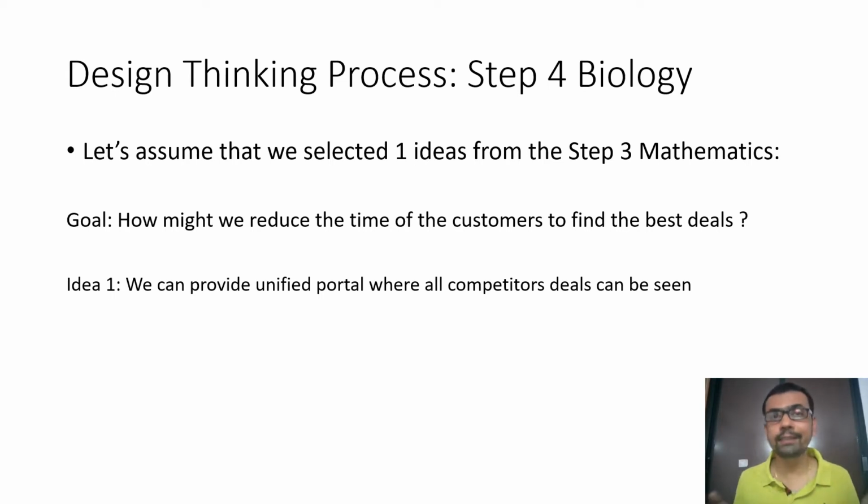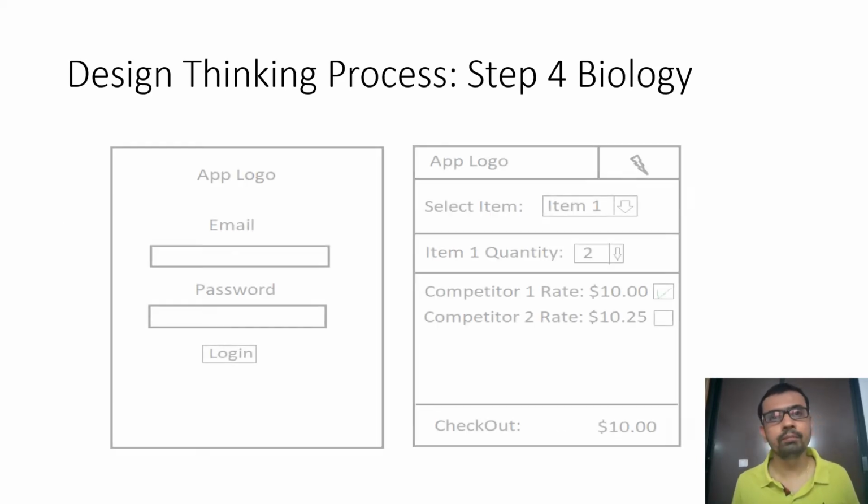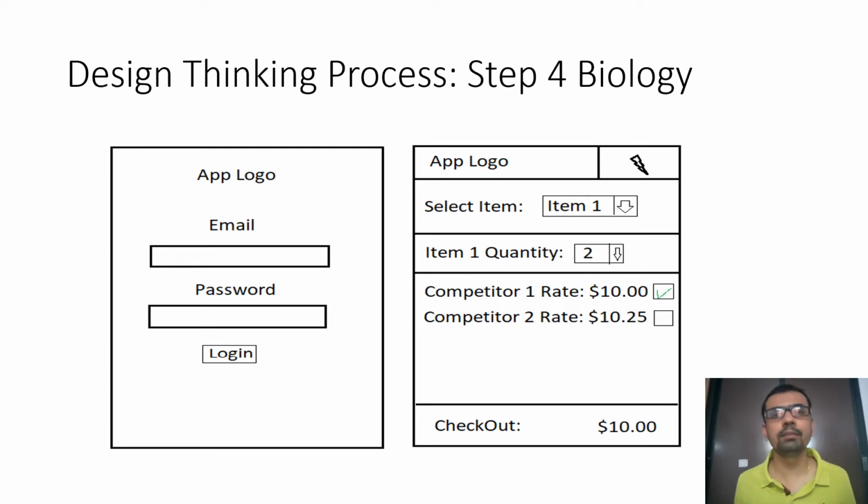So let's take that particular idea, prepare a prototype, go to customers, and see what they say. This is where we do prototyping. Let's say I made just a basic prototype, nothing else. We'll have the user ID, password. After login, they can select the items, select the quantities, see the price of competitor 1 and 2, choose which one they need to buy, and just check out. All the other processes remain the same. This is just a basic thing. There is no application, no code, nothing. We just put it on paper or screenshots.